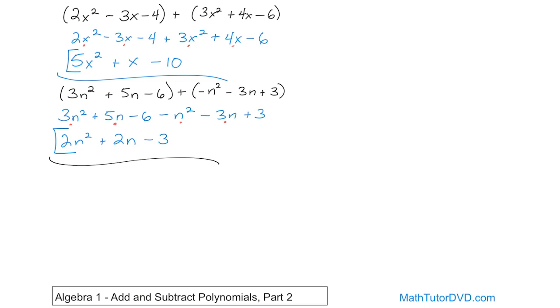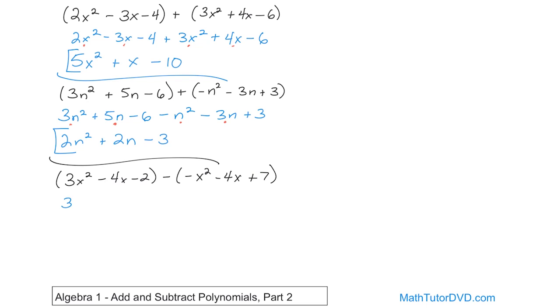like terms. So now you have, for this problem, 3x squared minus 4x minus 2, and we're subtracting from that a polynomial negative x squared minus 4x plus 7. Now here you have to be careful, you have this minus sign, so you're going to have to distribute that minus in as we write everything down.